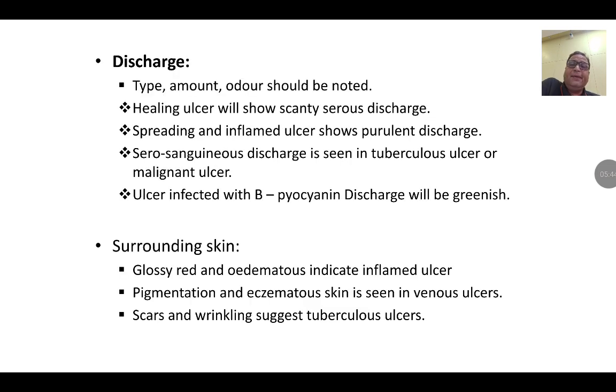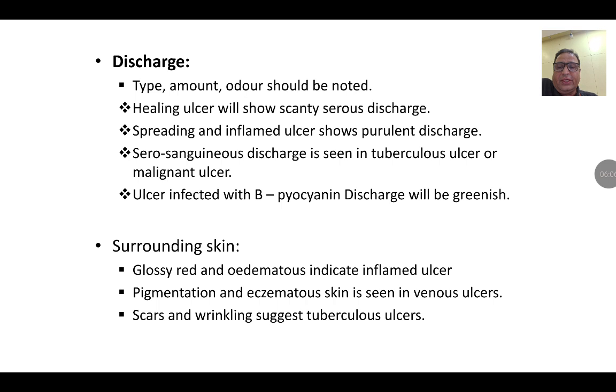Discharge. Type, amount and odor of the discharge should be noted. Healing ulcers will show scanty serous discharge. Spreading and inflamed ulcers will always show purulent discharge. Serosanguinous discharge is seen in tuberculous ulcers and malignant ulcers. In ulcers infected with Bacillus pyocyaneus, the discharge will be greenish.